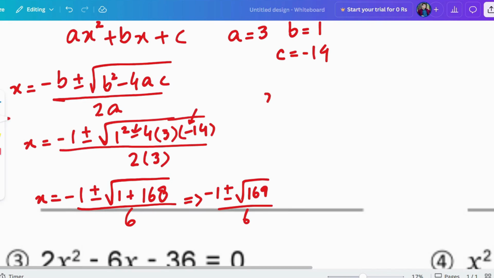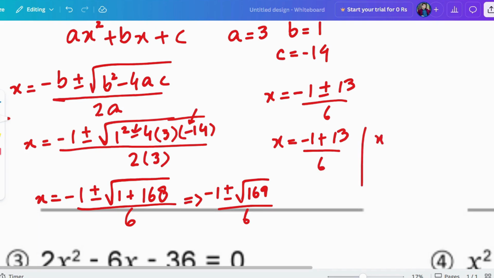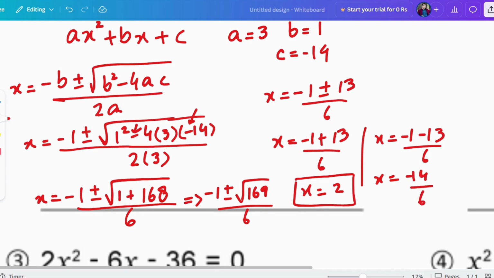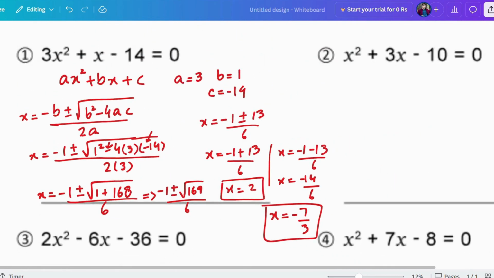So I'm going to solve the rest of it over here. X is equivalent to minus 1 plus minus 13 divided by 6. So one time I will write it down as minus 1 plus 13 over 6, and the second time I will put it as x equals minus 1 minus 13 divided by 6. So one time I will get x equals minus 1 plus 13, that's 12. 12 divided by 6, that's 2. So one time x is equivalent to 2, and for the second time I will get x equals minus 1 and minus 13, that's equivalent to minus 14. So I will get minus 14 divided by 6, and if you further simplify it, that would be equivalent to minus 7 over 3. So that's the answer for the very first question that we have.